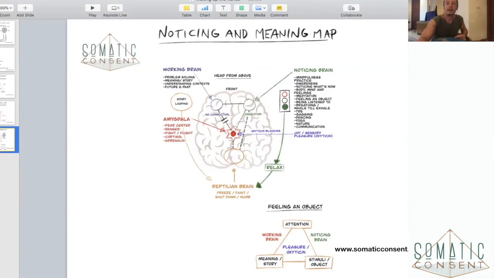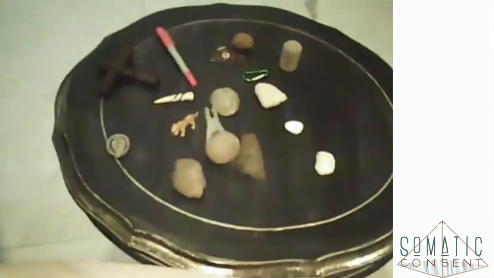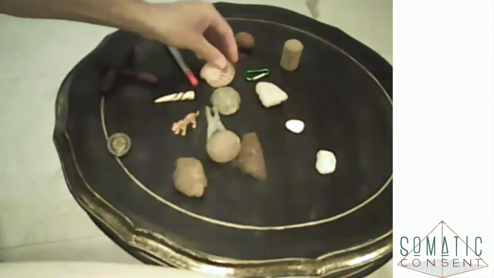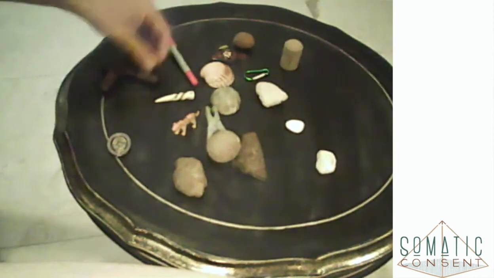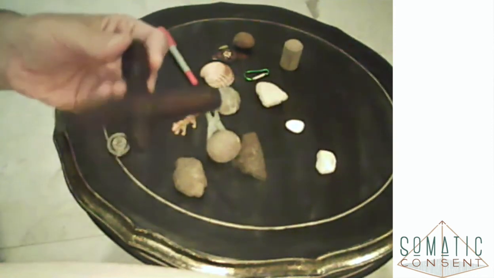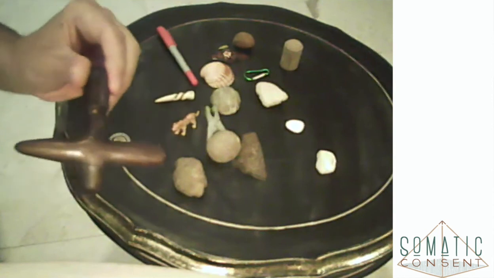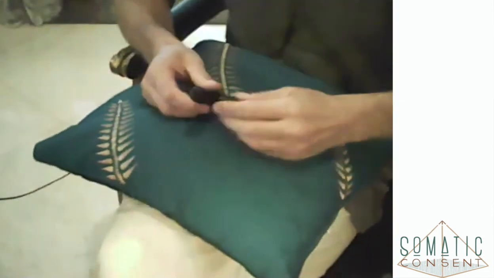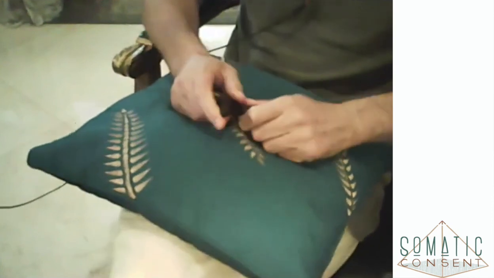So on that point, I invite you to get another object. Whatever that is, in this case, I have a little massage cross, and take that here, and let's go another 5 minutes. I invite you for 5 minutes without talking, without thinking, without doing anything, just to feel.